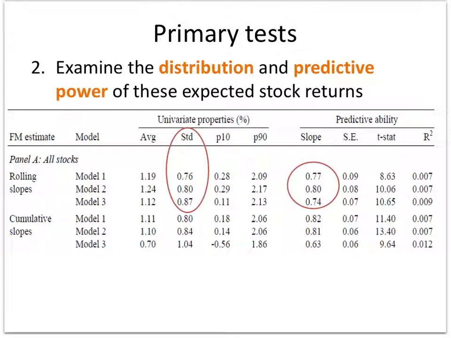And for predictive power, we look at the slope from the regression of subsequent realized stock returns on the forecast expected returns. And from the table, we can see the expected return estimates can explain over 70% of the variation in subsequent realized stock returns, which suggests a high predictive ability of using the FM regression to estimate expected stock returns.